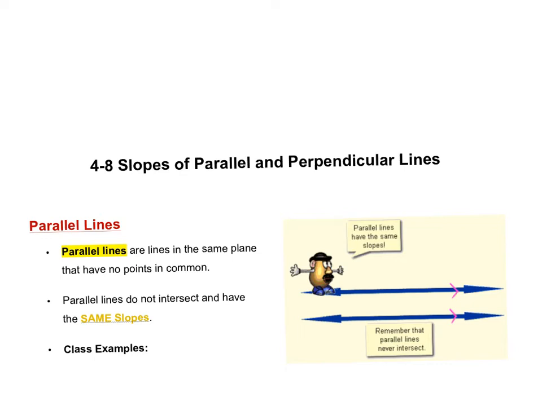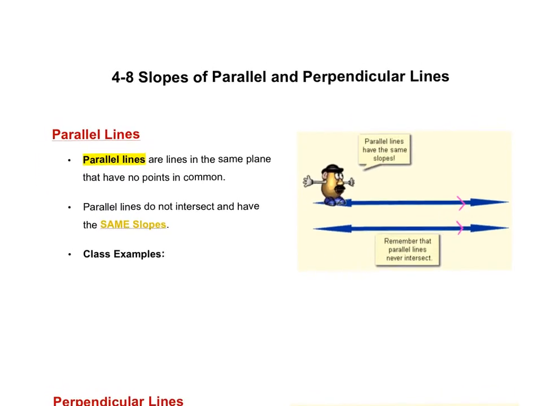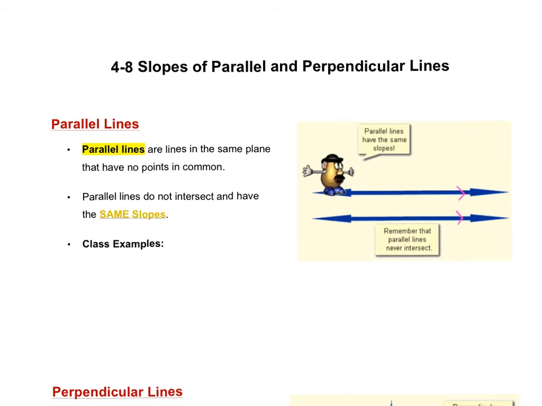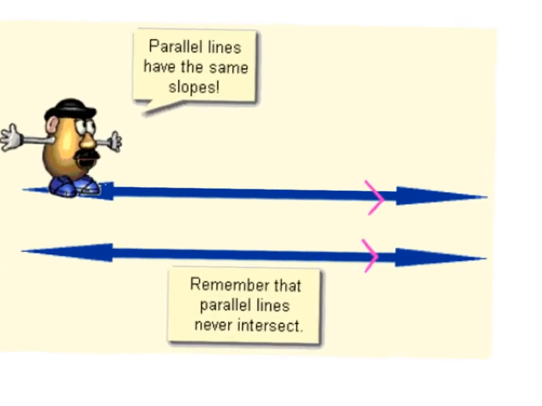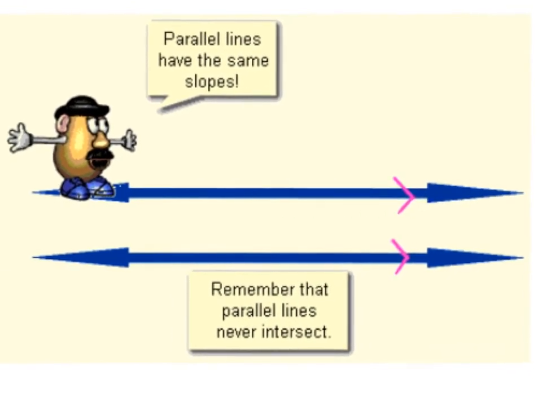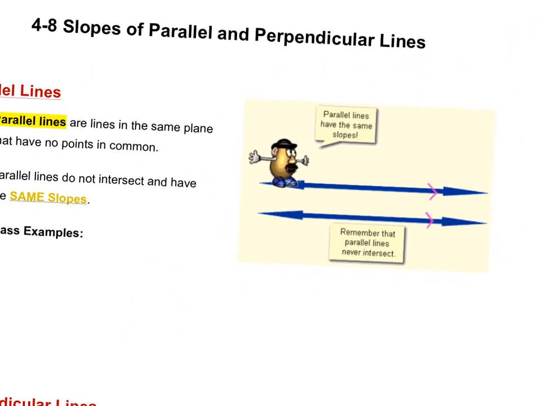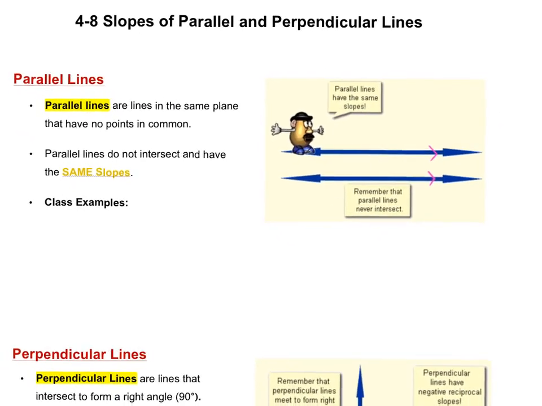Unit 4 has talked about linear functions, and we've discussed very much in depth the idea of slopes. Today, we're going to talk about parallel and perpendicular lines. If you look at parallel lines, these lines right here, we know that they never intersect. Because of that, it means that their slopes are equal. So parallel lines have equal slopes. There's no points that they have in common.